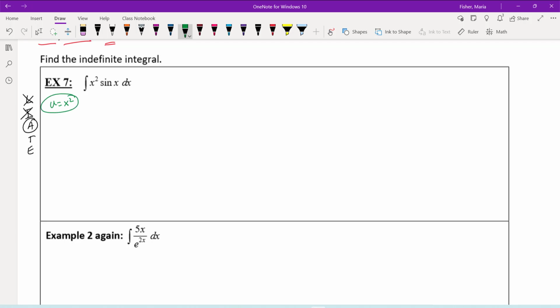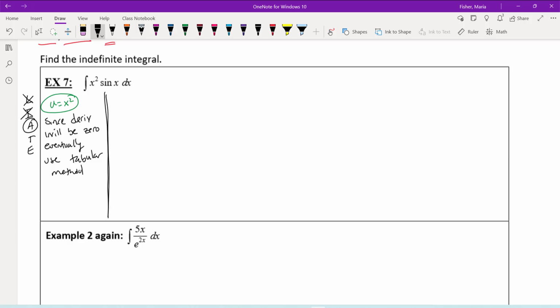Well, can you take this derivative down to 0? Yes. Since you can take that derivative down to 0, we're going to use the tabular method. Again, since we can take the derivative of x squared and eventually we're going to get to 0, we're going to use the tabular method.